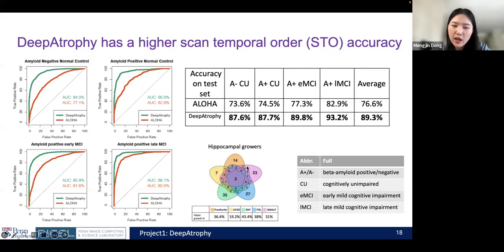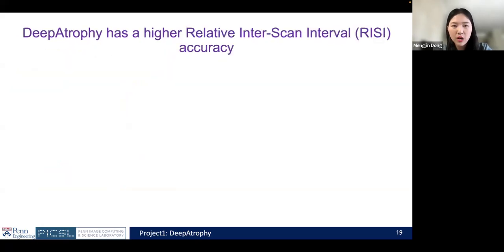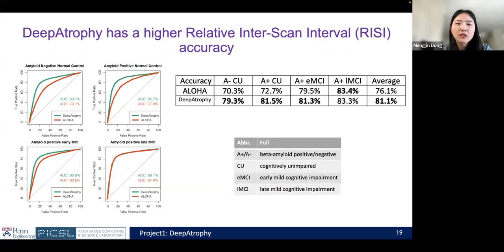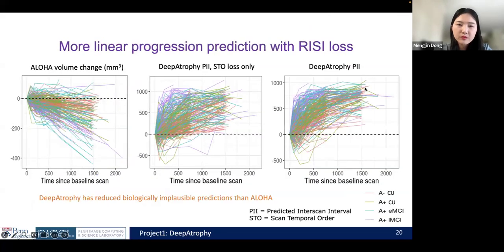In comparison, other algorithms have like 20% to 40% error. Our algorithm has only about 10% error. So this is a significant advancement compared to other algorithms. And then when we look at the second loss accuracy, we found similar results: DeepAtrophy has a higher accuracy, and the accuracy also goes up as the disease gets more severe.